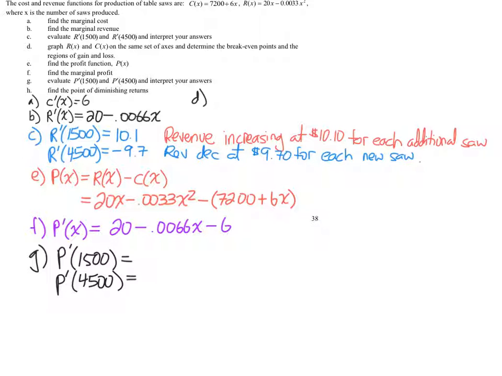Now D is saying to create the graph of R of X and C of X. So I'm just going to go back to my Y equals menu. I'm going to turn off my derivative. I'm going to look at the revenue function and the cost function. Cost function is 7,200 plus 6x. Now I want to graph that. All right, so I need a good window. Well, the questions that they're asking involve really large values of x, 1,500 and 4,500. So I'm going to want something pretty big in terms of a window.